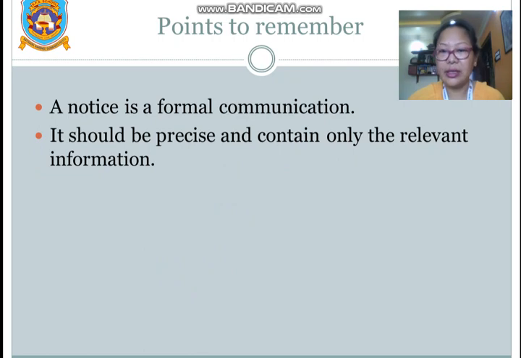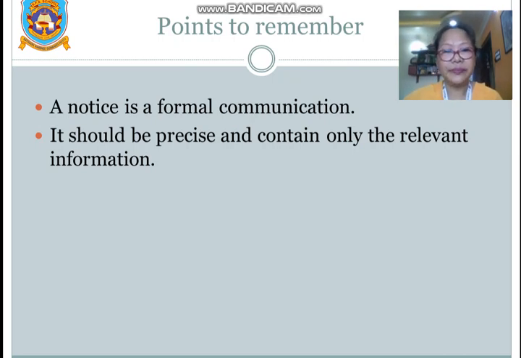Then, a notice should be precise. Precise means it should be brief and to the point, and it should contain only the relevant information. Relevant information means the information which is related to the matter or to the topic. Suppose a school puts up a notice regarding your final examination on a notice board, then the notice will have information only regarding the final exam. It will not have information regarding the half-yearly exam or the periodic test, right? So the relevant information is the information which is related to the topic of the notice.